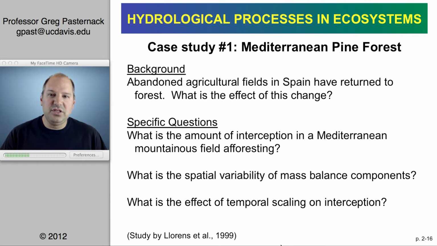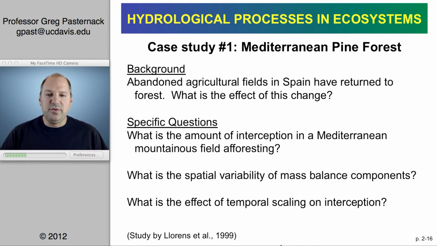Just like in regions of the United States and other developed regions of the world, Spain went through a period of abandonment of agriculture as people centralized in urban centers where there were more jobs. As a result of that, those abandoned agricultural fields have regrown new forests. And that means that there's going to be a change in the water balance as those forests evapotranspire more of the available water away and other related effects.